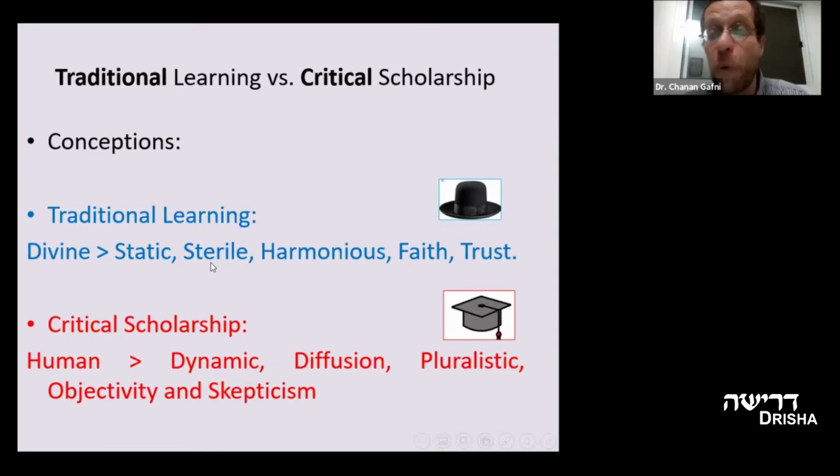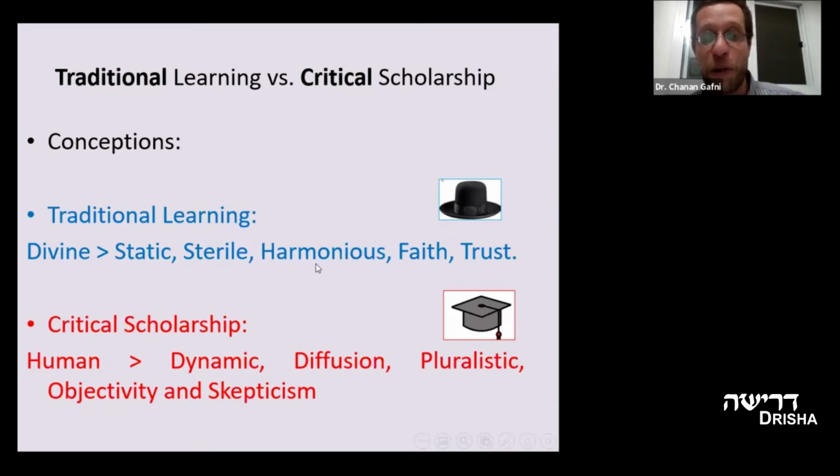The second element after time was the context. Traditional scholars want to think of their tradition as a sterile tradition, as if it's not operating in any context, as if Jews are developing their culture or tradition isolated from their environment. Critical scholars are very interested in learning about the context. They want to know how the Jewish culture influenced, but also what it learned or accepted from the surrounding environment. So diffusion is another factor.